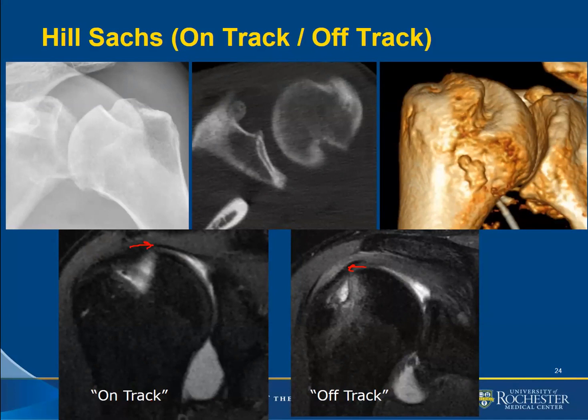And the concept of track, if you're on track, this means that you're more prone to have a dislocation event with re-engagement. So these patients are more likely to have re-engagement of this Hill-Sachs defect on the glenoid, and this is more requiring of surgical intervention more urgently than someone that has a Hill-Sachs defect that is off track. Both of these can engage and redislocate, but the on track is more concerning to the surgeon.